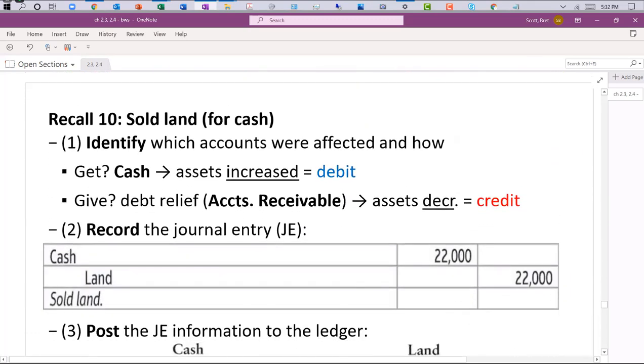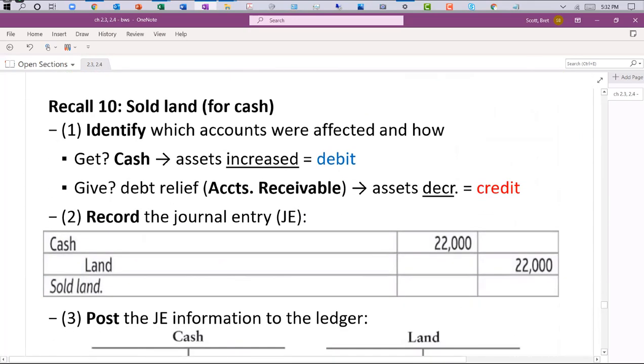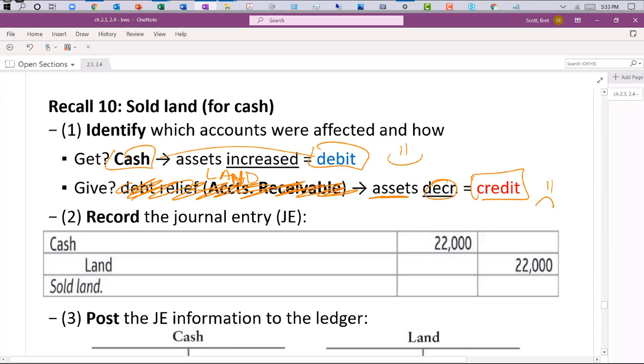Sold land for cash. This one has a little bit of a typo, so I ask your forgiveness here. I got cash. Debits make me happy. It's a rule. What I got in return, scribble this out here, I got cash. What I gave was land. That's the typo there. Land is what I gave. That's an asset. It's decreasing. Therefore, it requires a credit. I don't like to give away my assets, but if it means I get cash, I guess that's all right.